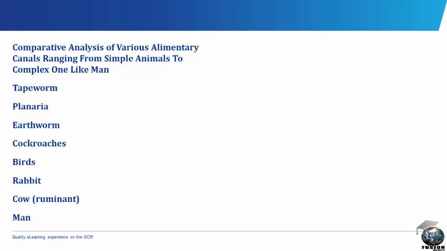The duodenum. The duodenum, which is another alimentary canal of man. Here chyme flows through the pyloric sphincter into the duodenum. Bile duct transports bile from the gallbladder into the duodenum. The duodenum also receives pancreatic juice from the pancreas through the pancreatic duct.